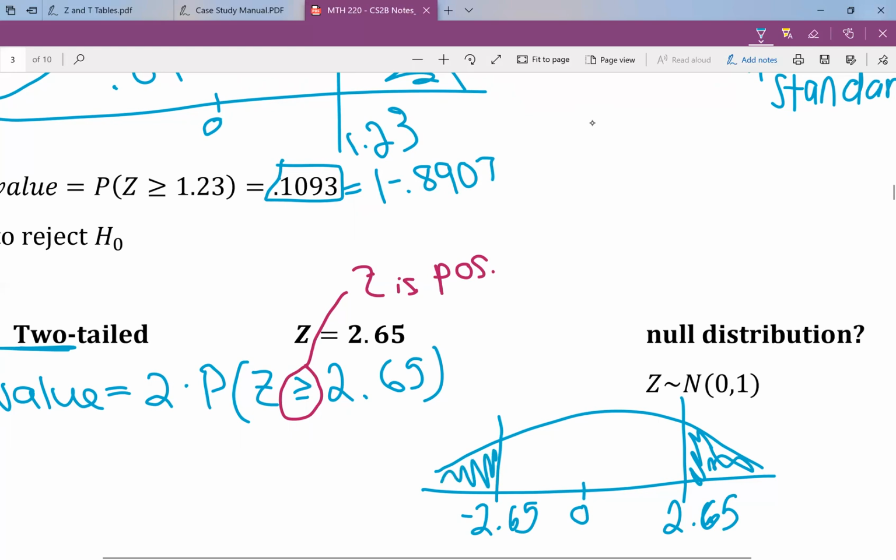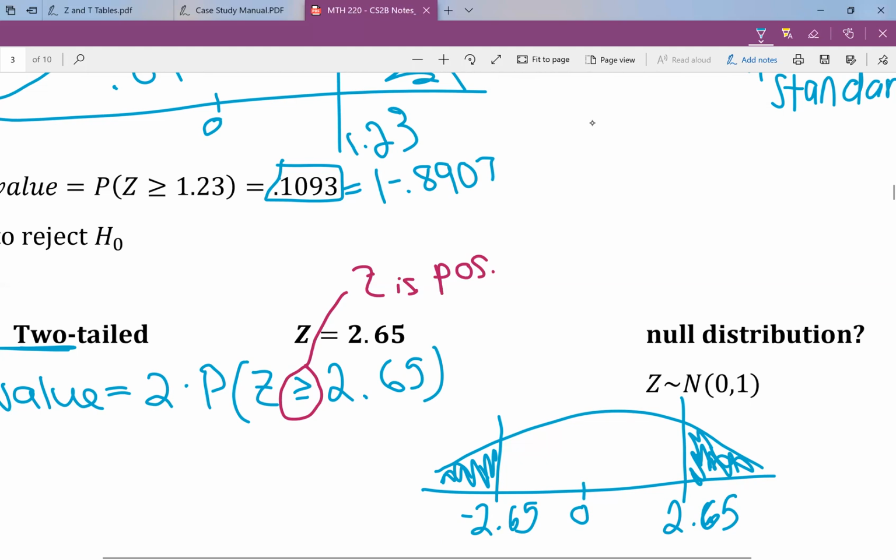Okay, so for two-tailed tests, we want to, again, go to the nearest tail and double it. So if we're looking for 2 times the probability that z is greater than or equal to 2.65, can you agree that this shaded region over here is going to be the same as this shaded region over here? Okay, awesome.